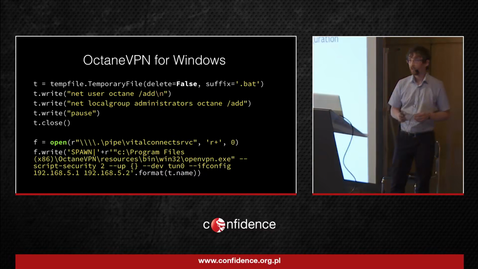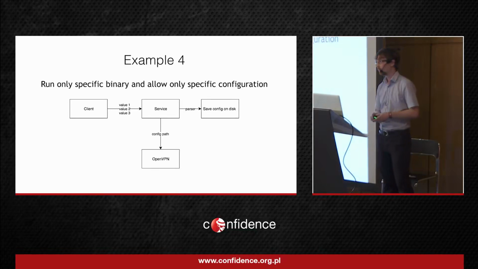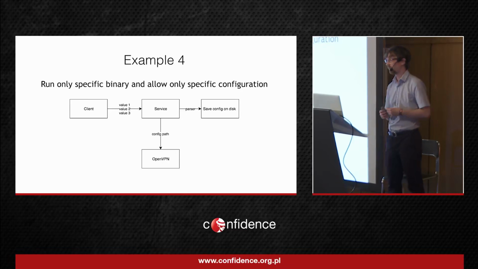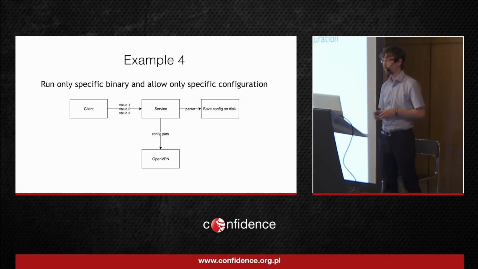So how can we improve this even more? We know that passing a path to the service is not a great idea. Also, passing arguments to the command line is not a great idea. So maybe we will pass only specific values to the service, and the service will parse those values and pass them to OpenVPN. And that's example number 4.